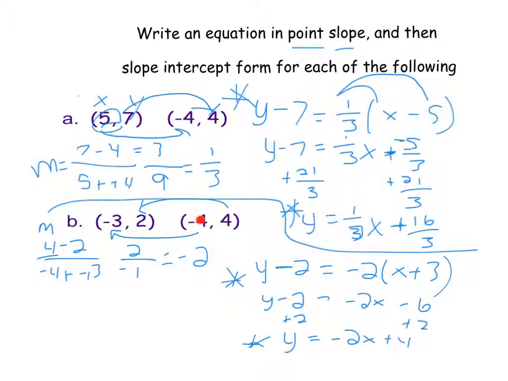So the first thing I did was the slope. 4 minus 2 is 2, negative 4 minus a negative 3 is negative 4 plus 3, which is negative 1. So my slope is negative 2. So I got the y, I put the slope in, and then I got the x. So it was x minus a negative 3, so I made it plus 3. So this is point slope form. And then to get it into slope intercept form, I just needed to use the distributive property and then bring that other number over so y is on a side by itself. So my slope is still negative 2, and then it passes through the y-axis at 4.